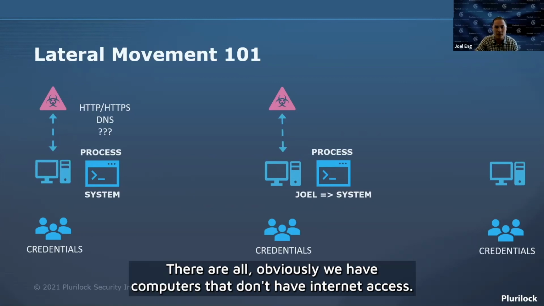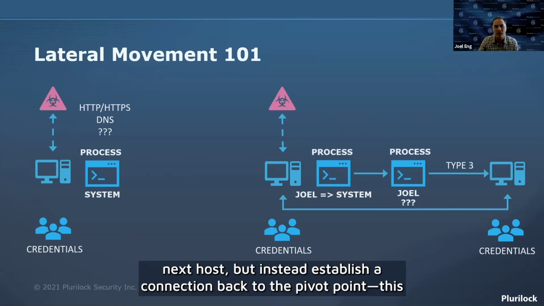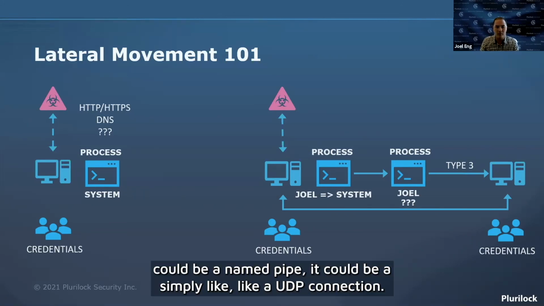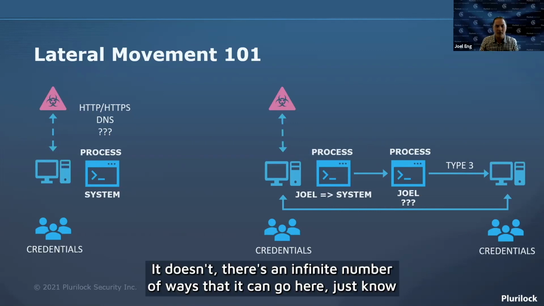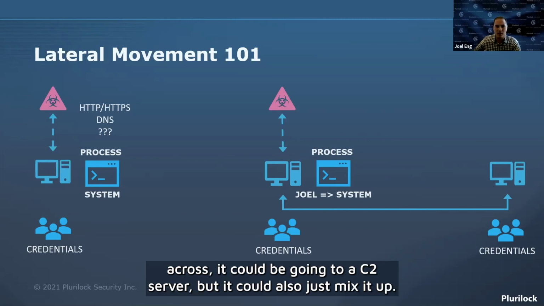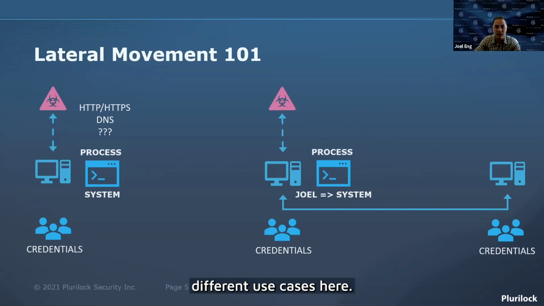Obviously we have computers that don't have internet access. And so in those cases, it can use the same lateral movement over to the next host, but instead establish a connection back to the pivot point. This could be a named pipe. It could be simply a UDP connection. There's an infinite number of ways that it can go here. Just know that it doesn't necessarily have to be persistent chained connections going across. It could be going to a C2 server, but it could also just mix it up. And you're going to see a lot of different use cases here.